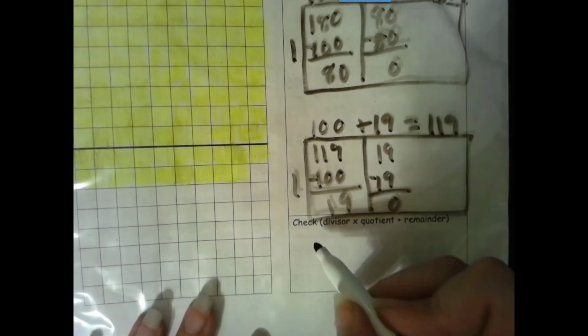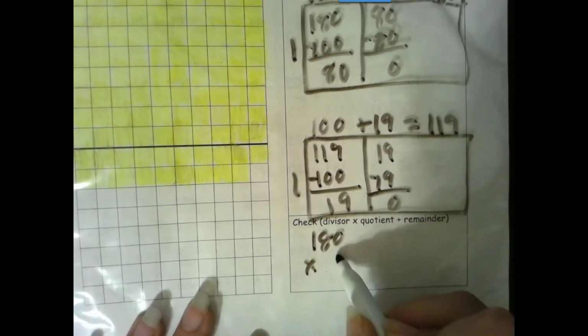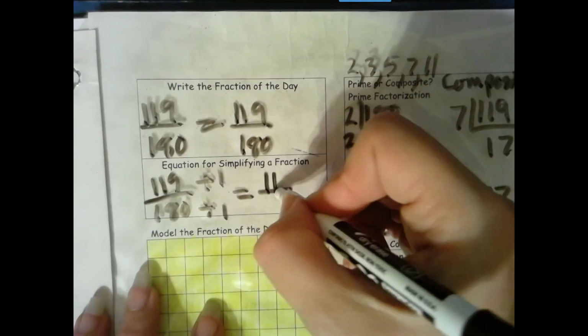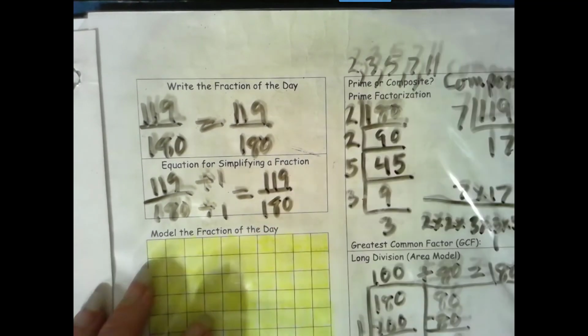Let's go ahead and check. Divisor times quotient plus remainder. Since our remainder is 0 for both, and the identity property of addition says when you add 0 it stays the same, you don't need to take time to add the 0. But what we have here is the identity property of multiplication. That says when you multiply by 1, it stays the same. One group of 0 is 0. One group of 8 tens is 8 tens. One group of 100 is 100. One group of 9 is 9. One group of 10 is 10. One group of 100 is 100. So 119, that matches our dividend. Check. 180, that matches our dividend. Check. So our numerator is definitely 119 and our denominator is definitely 180.